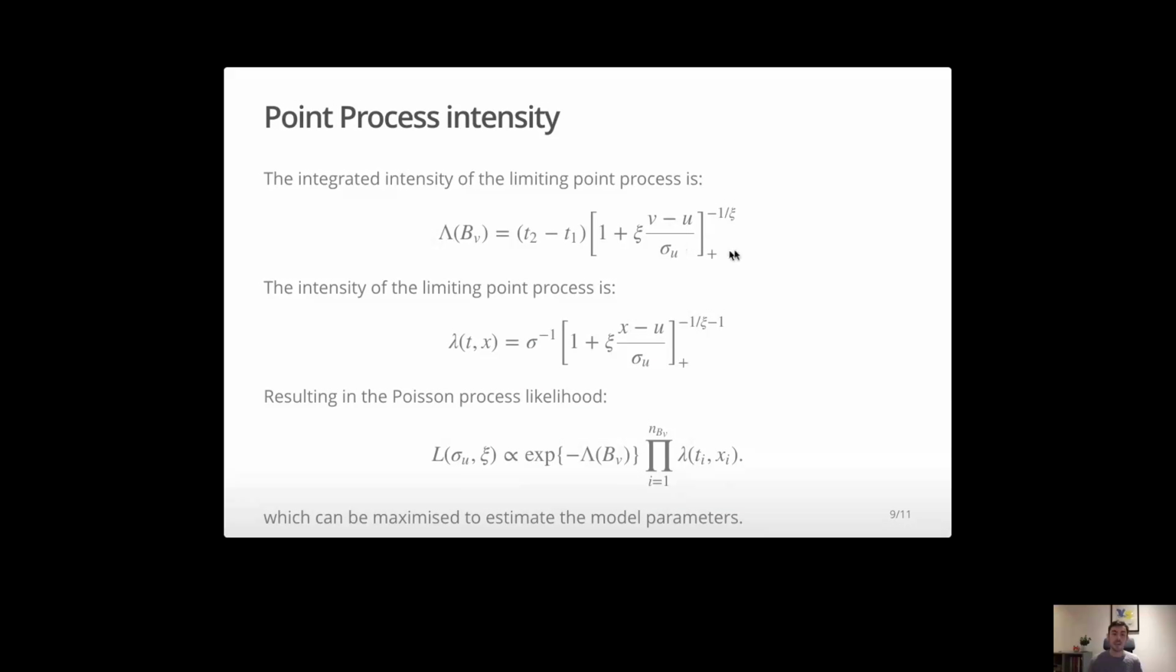So we saw in the notes that the integrated intensity on B_v is given by the width of the interval multiplied by the GPD survivor function for the lower value, so the survivor function at v. The associated intensity function, so looking at a particular point (t, x), is simply given by the GPD density function, and that doesn't depend on t at all. Combining these into the Poisson process likelihood, we see that the likelihood of sigma_u and psi is proportional to the exponent of the negative integrated intensity multiplied by the intensity at each of the observed event locations. And substituting each of these terms in, we can numerically optimize this likelihood function to obtain parameter estimates for sigma_u and psi.